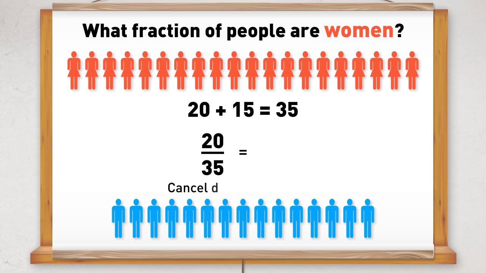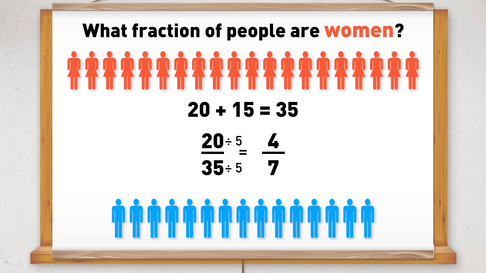Now we try to cancel this fraction down to its simplest form. We need to look for a number which divides exactly into 20 and 35. When the two numbers end in a 0 and a 5, it means that 5 will divide into both of them. The top, 20, divided by 5 is 4. The bottom, 35, divided by 5 is 7. There is no other number that divides exactly into 4 and 7, so the answer in its simplest form is 4/7.